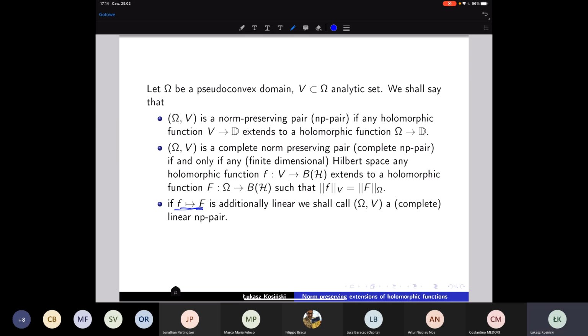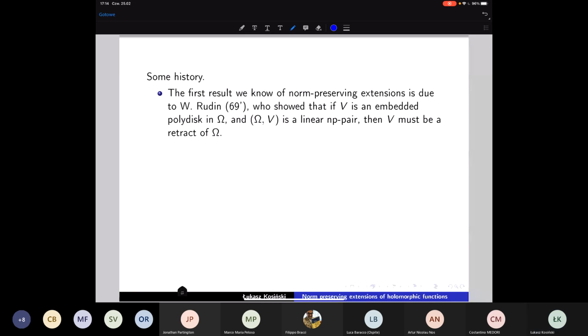Okay, and let me also tell you what is known. The first known result in this direction was shown by Rudin in '68, who showed that if omega is a polydisc and omega, V is a linear NP pair, then V must be a retract. This means that there exists a holomorphic map R on omega with values in V such that R on V is the identity. But this holds only under the very artificial assumption that V is an embedded polydisc.